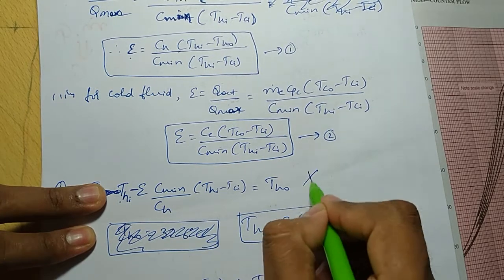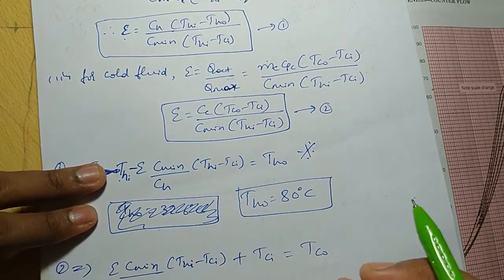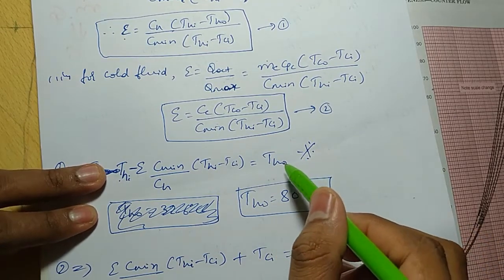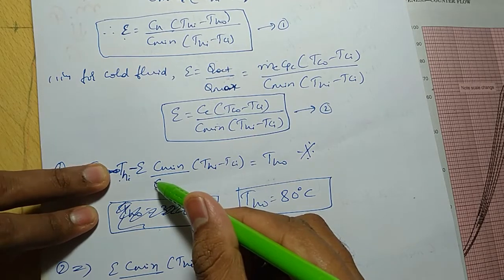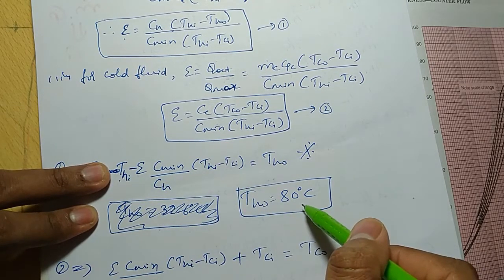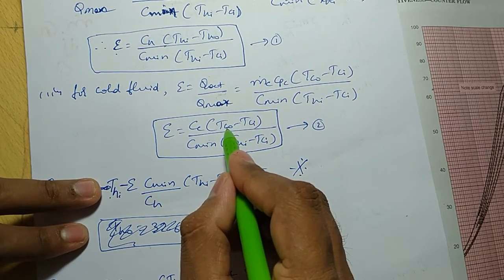Always keep it in mind, a very, very important equation to find out TH naught. Almost in all problems, in the LMTD method and also in the NTU method, they will ask you to find out TH naught and TC naught. Separate the terms and you find out TH naught. In the same way, find out the cold fluid outlet, TC naught.